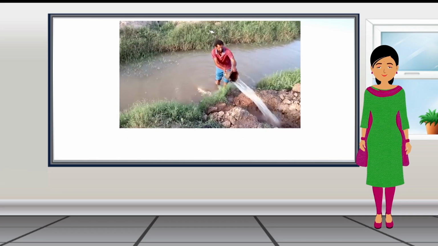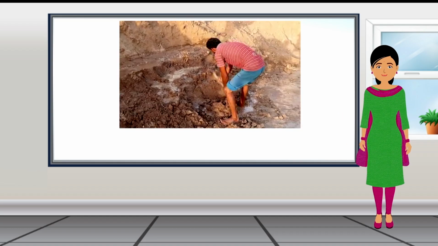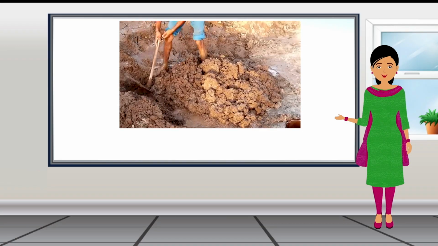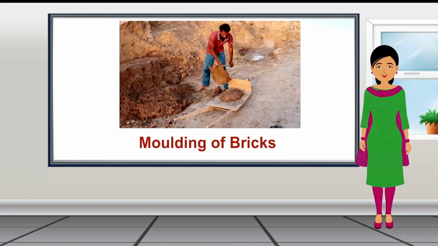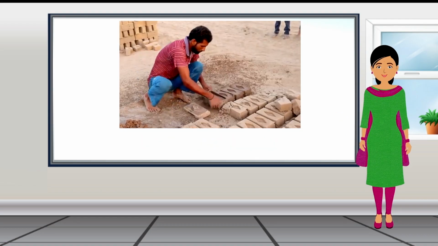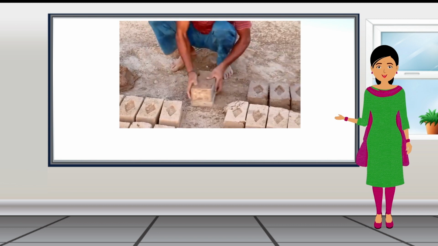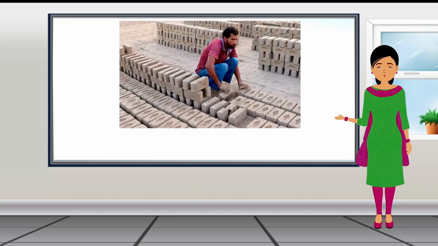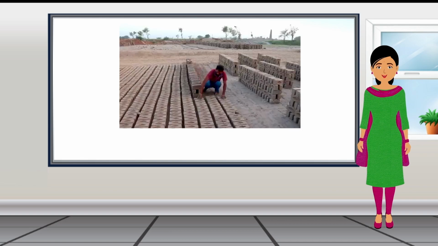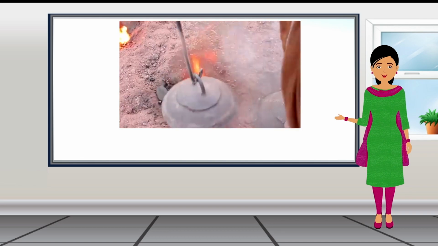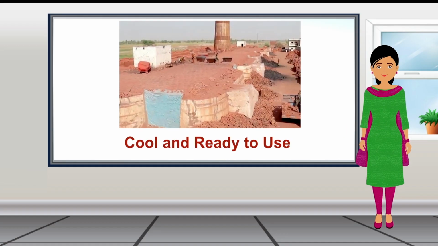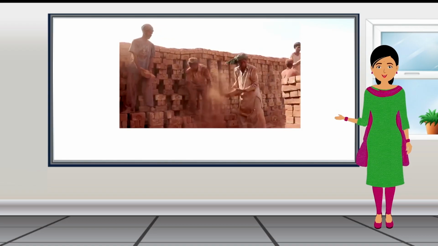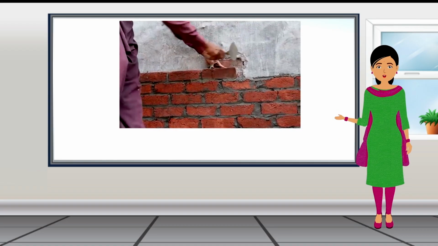Preparation of brick clay. First, clay is mixed with water to get a smooth mixture, just like when we mix dough for making chapatis. Molding of bricks. This mixture is then poured into molds to get that perfect rectangular shape we see in bricks. Drying and burning of bricks. The bricks are left to dry for 7 to 14 days before they are burnt in a kiln to make them strong and hard, cool and ready to use. Finally, after cooling, these bricks become solid and are ready to be used for building houses.